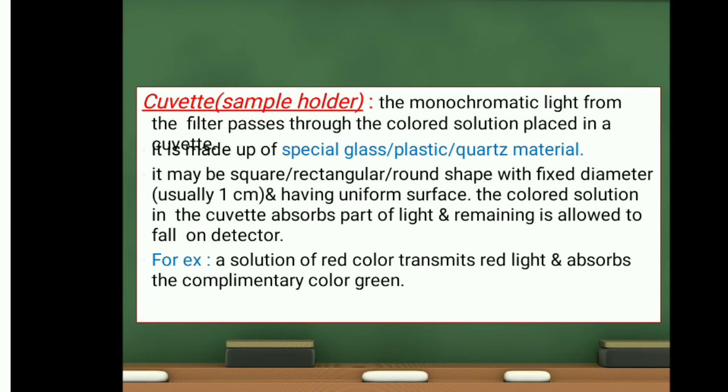It may be square, rectangular, or round shape with fixed diameter, usually 1 centimeter, and having uniform surface. The colored solution in the cuvette absorbs part of light and the remaining is allowed to fall on the detector. For example, a solution of red color transmits red light and absorbs the complementary color green.